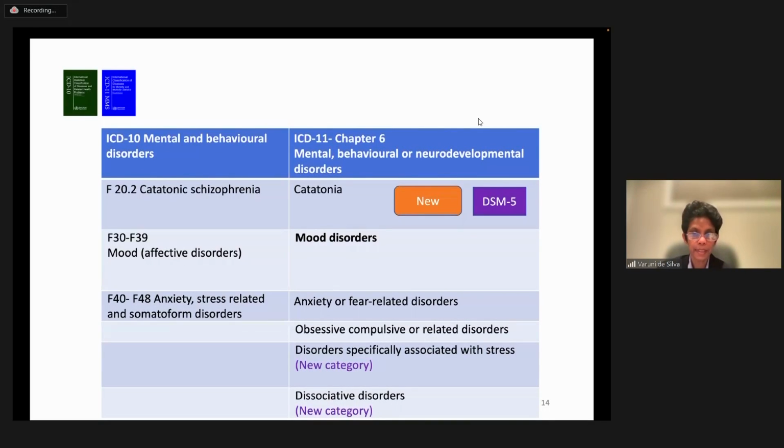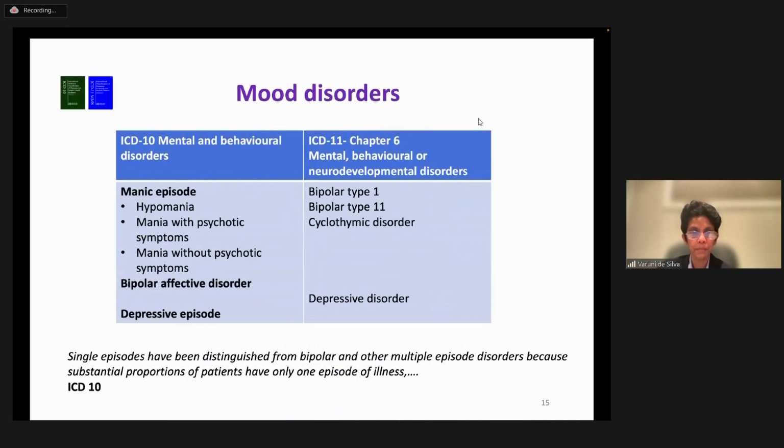Next is the category of mood disorders. Again, there is a fairly significant difference between ICD-10 and 11. ICD-10 has a category called manic episode. So that they have given subtypes with the intensity varying from hypomania to mania with psychotic symptoms. So the thinking behind one category called manic episode and another one called bipolar affective disorder is that these are two different conditions. That's why they put it as two different diagnostic categories.